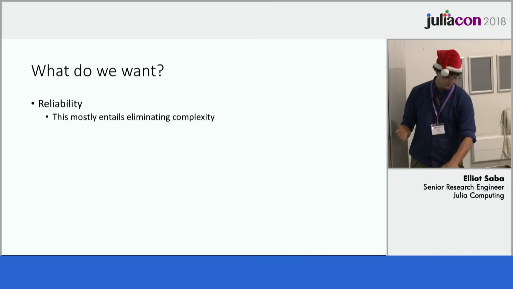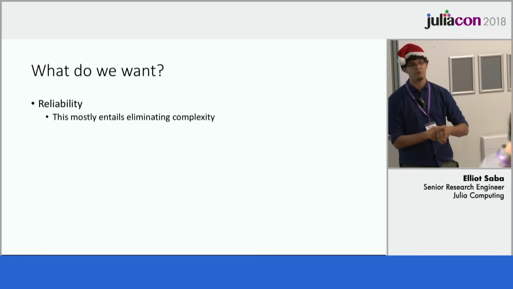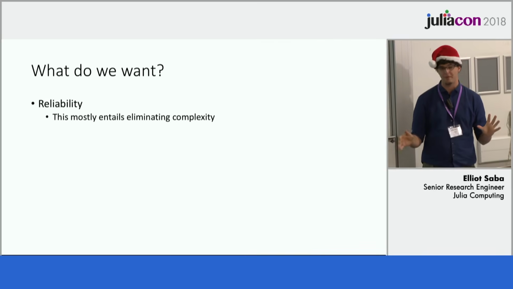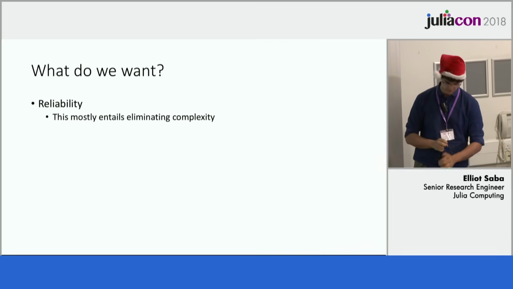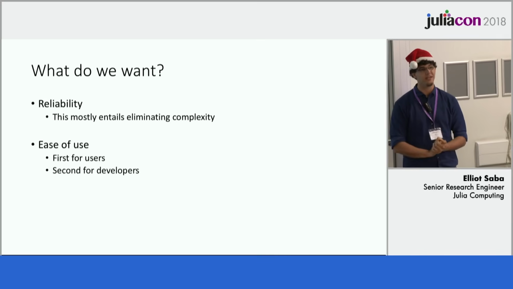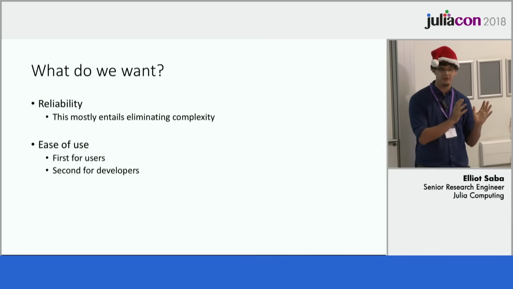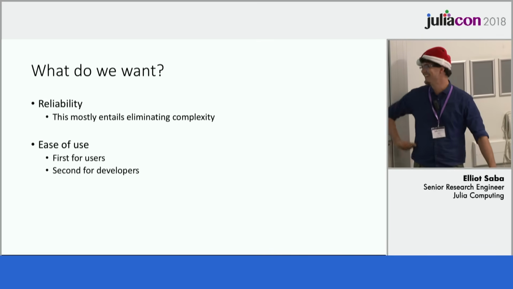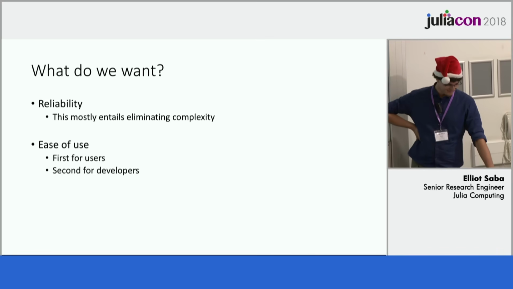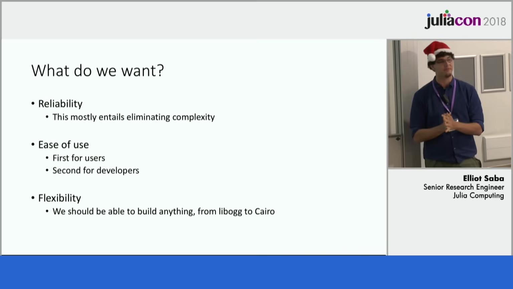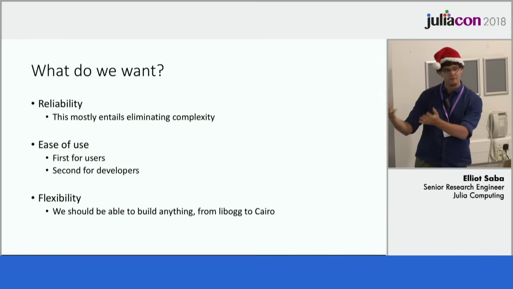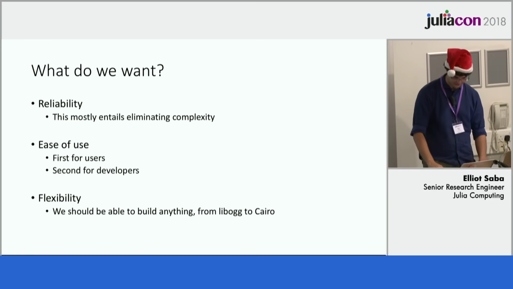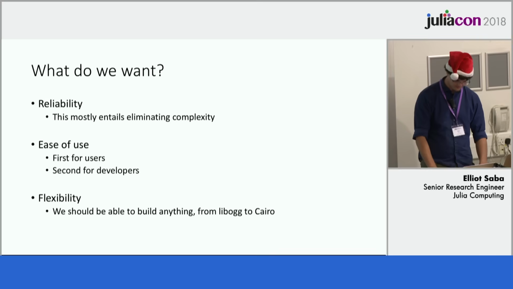What did we want to do? We wanted, first off, reliability. And in general, this means we want to strip out complexity. We want to make providing binaries for any kind of Julia package as simple and painless as possible. We also want it to be very easy to use, first of all for the users, but also secondly for developers. And finally, we still want it to be flexible. We want to be able to build anything from a small little package like libogg up to the GTK and Cairo series of just constant breakage.